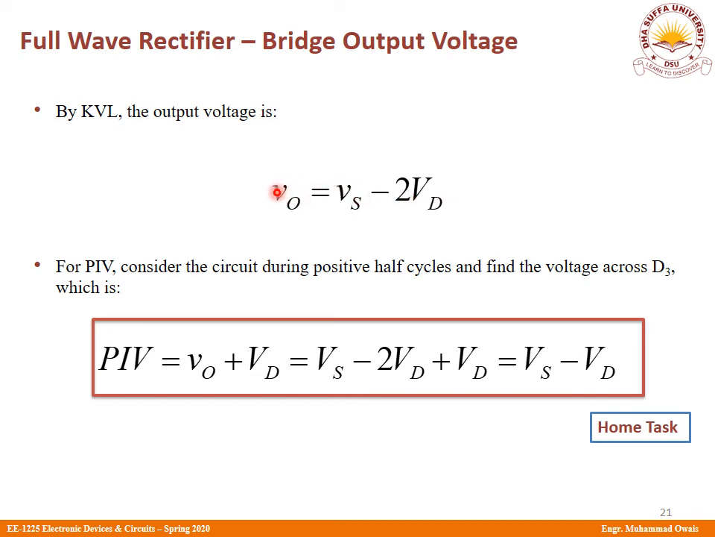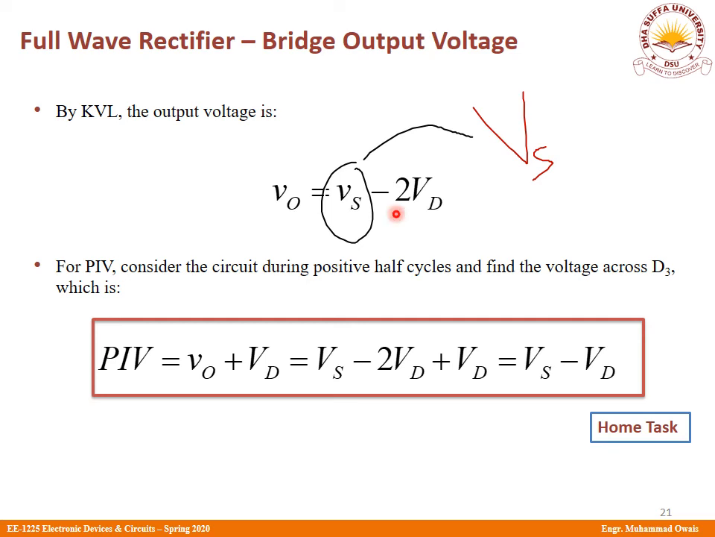If you are interested in finding out the peak value of the output voltage, what you have to do is replace this Vs by capital Vs. Then you will get the peak value at the output.